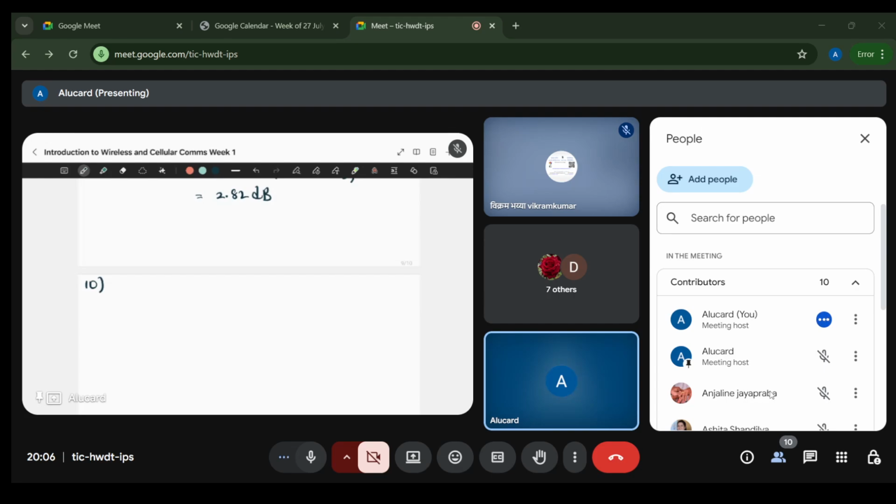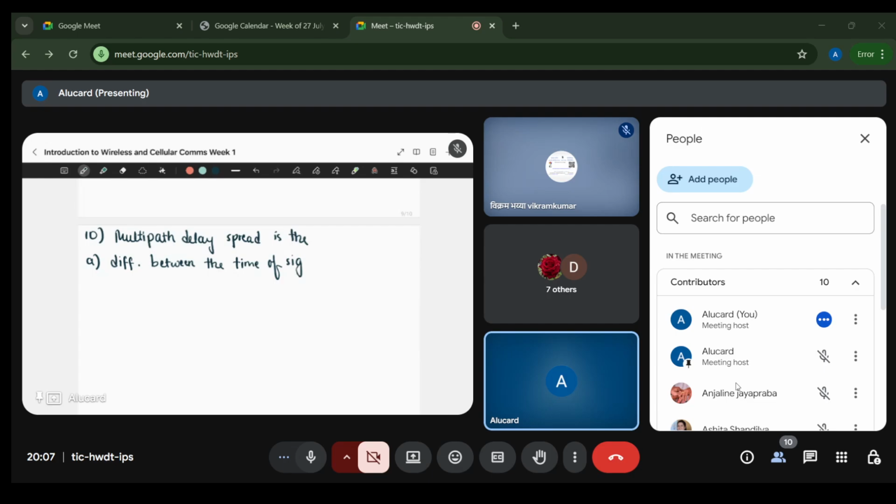Next question is just a definition. Multipath delay spread is, option A, the difference between the time of signal transmission and signal reception, which is not multipath delay spread.